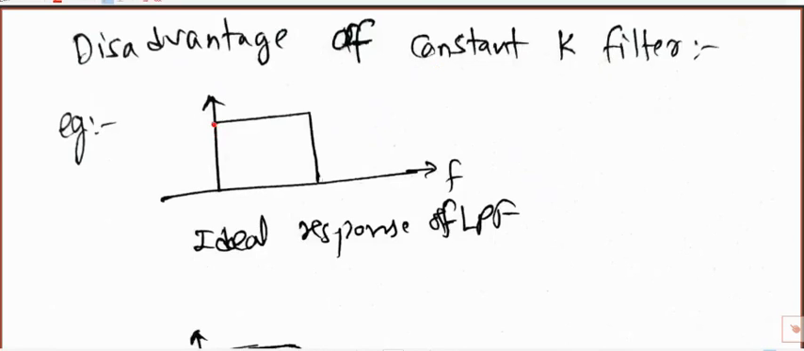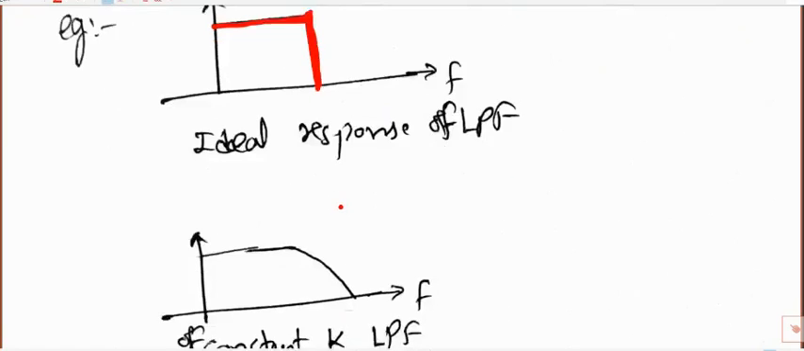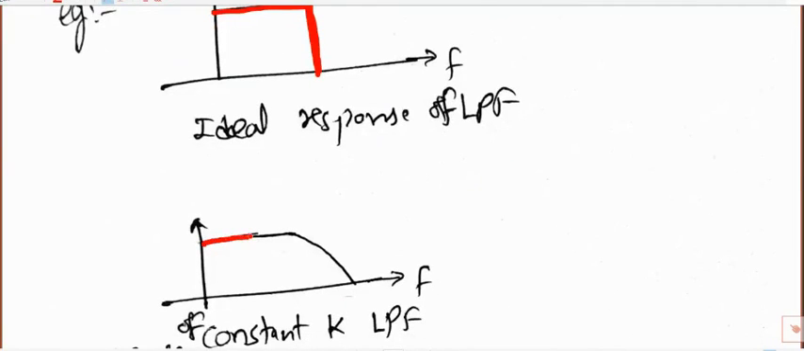This is the ideal frequency response of a low pass filter. As you can see here, we have a sharp cutoff frequency. After the cutoff frequency, the response decreases very quickly. But in case of constant K filters, after cutoff frequency, the response decreases gradually. It decreases slowly. So this is the disadvantage.